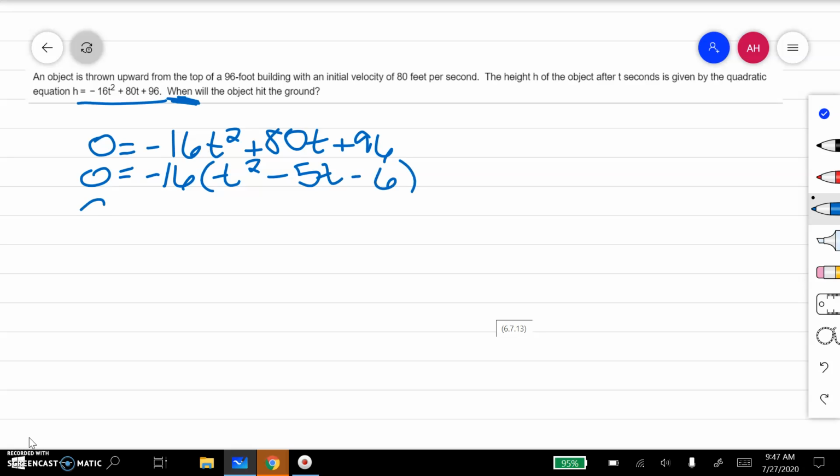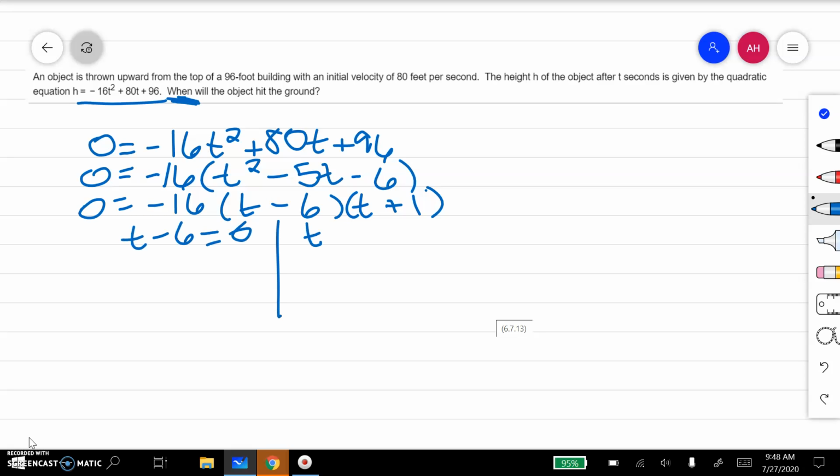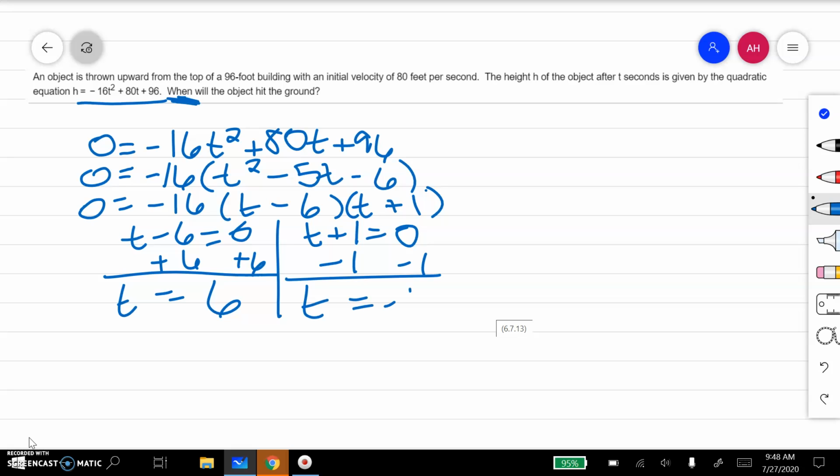Okay, then we're still factoring. So to multiply and get negative 6, add up to negative 5, we need negative 6 and a positive 1. Then we're going to set both of those equal to 0. So I have t minus 6 equals 0, t plus 1 equals 0. Add 6 to both sides, we get t equals 6. And here subtract 1, we get t equals negative 1.